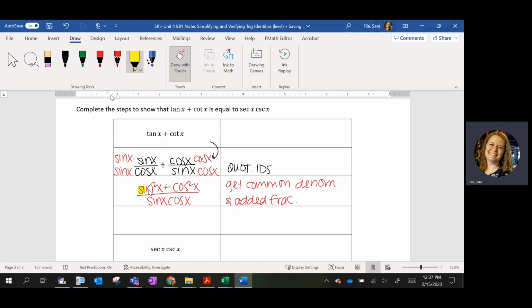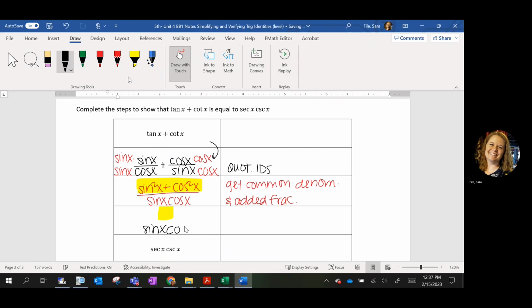Now, what do you see here? What's sine squared plus cosine squared equivalent to? Yeah, that's the same thing as 1. That is the Pythagorean identity.